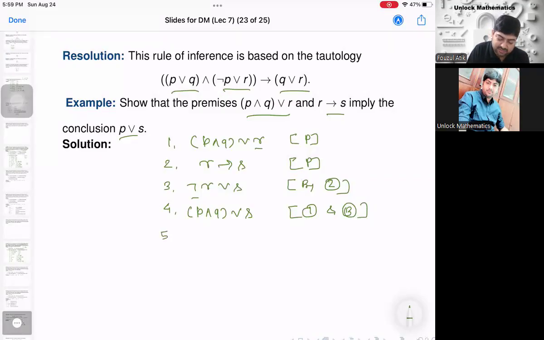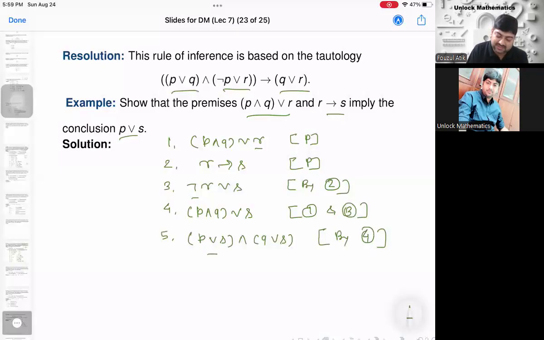Now you apply the distributive law to them. If I apply the distributive law, what will happen? I'll get P or S and Q or S. So by applying the distributive law to 4, I got this.